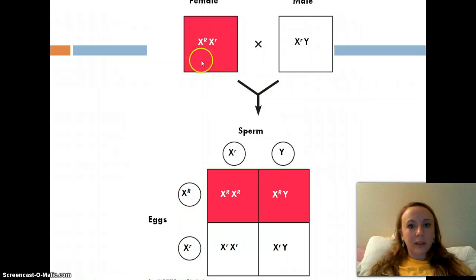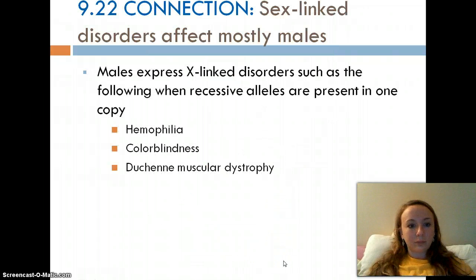And here again, here's a female that's a carrier and a male that has white eyes. That's going to increase the chances of having white eyes even more. Mom gives the recessive allele, and dad gives the recessive allele on his X, so half the females will have it and half the males. There are also sex-linked disorders, and they affect mostly males. We'll talk about that a little bit more in class. So I hope you enjoyed.